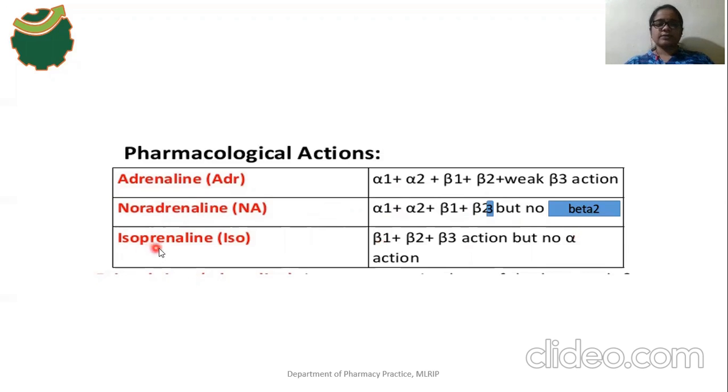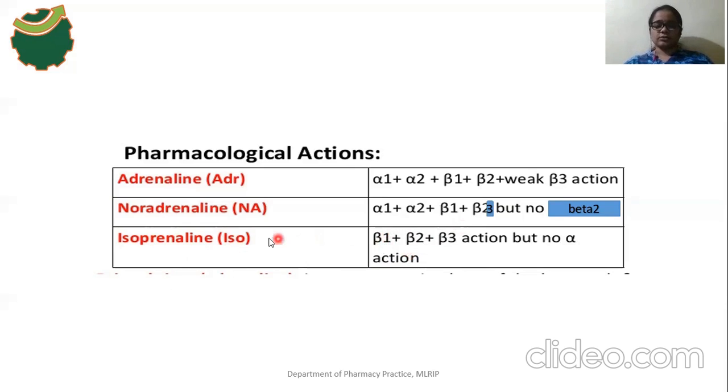And the next one is isoprenaline. This isoprenaline drug binds with beta 1, beta 2 and beta 3 receptors. But isoprenaline does not have any alpha actions, because it does not bind with alpha receptors. Isoprenaline binds only with beta receptors, and the types of beta receptors are beta 1, beta 2 and beta 3.